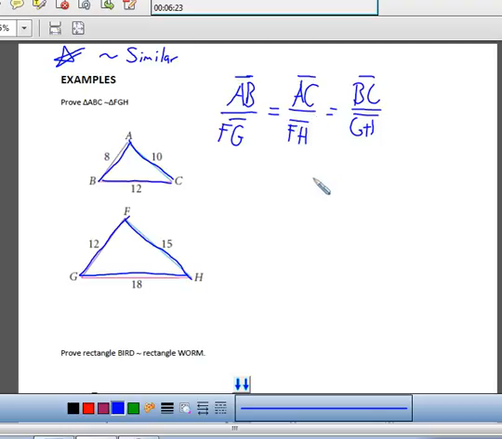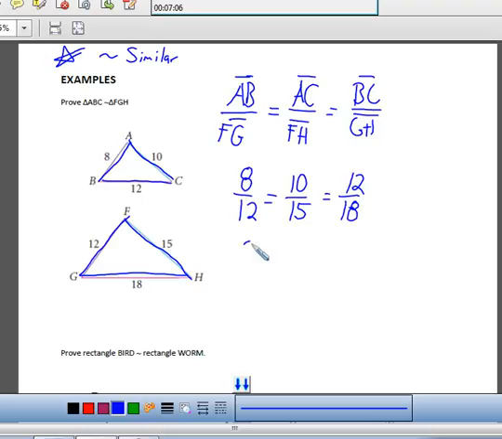And all these proportions are going to be equal. How do we know? Well, if we substitute, because these are similar figures, well, actually we're proving that they're similar, and we're going to prove it by showing that all the sides are proportional. So I'm going to take this 8 for AB and 12, and I'm saying that this proportion is equal to 10 over 15, which is also equal to 12 over 18.